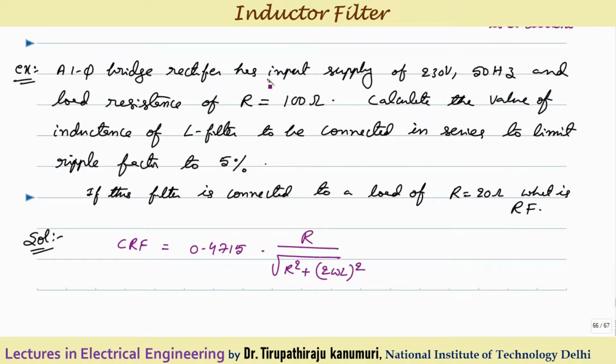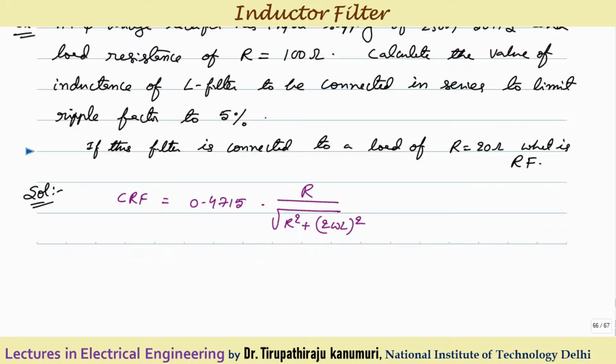Let us take one example to see what will happen if the resistance is less or more for a given value of inductor filter. The example: a single phase bridge rectifier has an input supply of 230 volts, 50 Hz, and load resistance R is equal to 100 ohms. Calculate the value of the inductance of the L filter to be connected in series to limit the ripple factor to 5%. If this filter is connected to a load of R equal to 20 ohms, that is, if load resistance is decreased or the load is taking more current, what is the ripple factor?